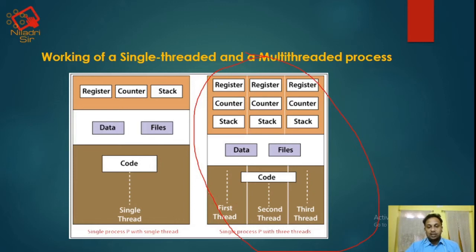For the 3 threads there are different codes, but all the threads are working on the same data and same files, and for each thread there are different registers, counter, and stack. So for the first thread there are a separate register, counter, and stack, and for the second thread also, and for the third thread also. But for all the 3 threads there are the same data and files. And this is the single thread for a single process. A single thread has a single code, single data, single file, and single register, counter, and stack.